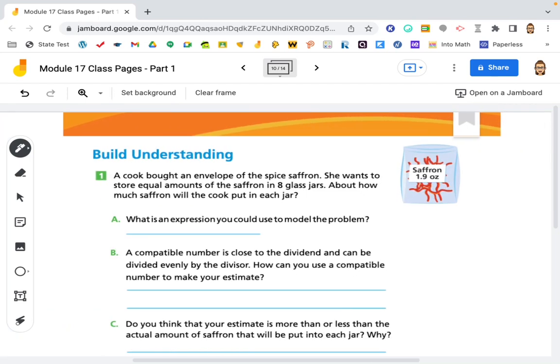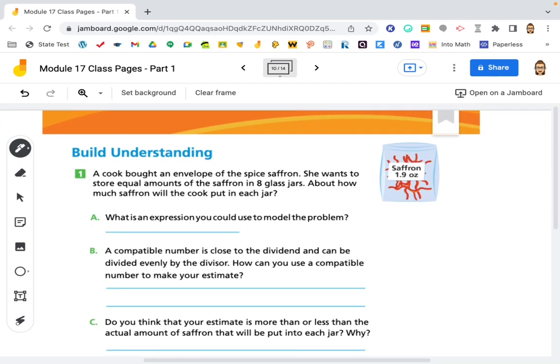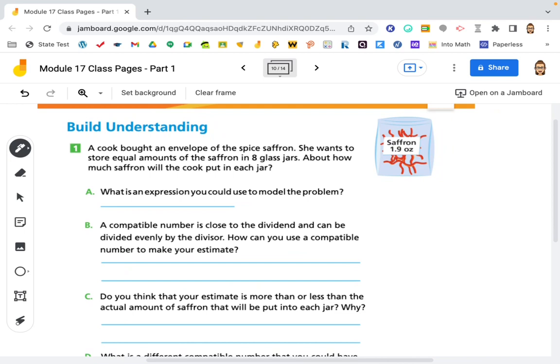Okay, so we have a cook who bought an envelope of spiced saffron. She wants to store equal amounts of the saffron in 8 glass jars. About how much saffron will the cook put in each jar? So first, what is the expression you use to model the problem? Well, the saffron is 1 and 9/10, so we would do 1 and 9/10 divided by 8. It says a compatible number is close to the dividend that can be divided evenly by the divisor. How can you use a compatible number to make your estimate?